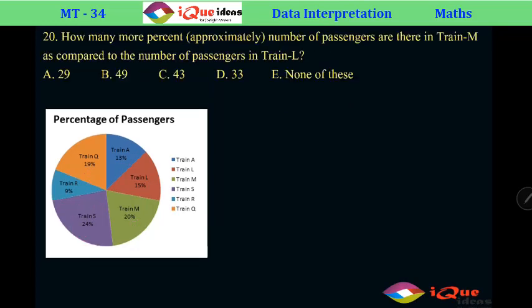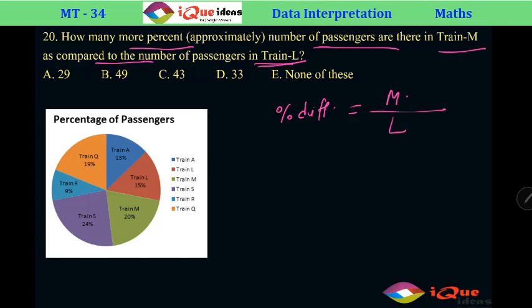Now this is based on percentage comparison. How many more percent number of passengers are there in train M as compared to number of passengers in train L, right? So percentage difference we have to calculate here, right? It is compared to train L. So in denominator we will have L and in numerator will be M minus L, right? Still we don't need the actual values. We'll be able to calculate from percentage itself.